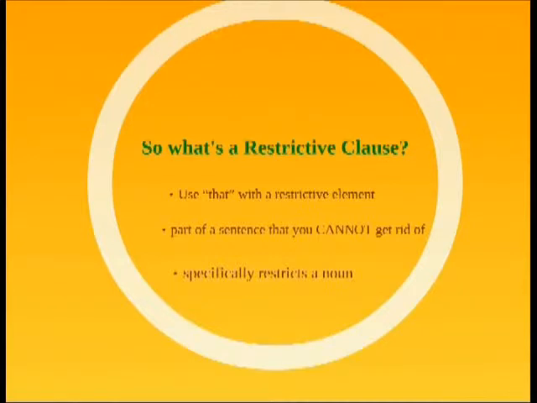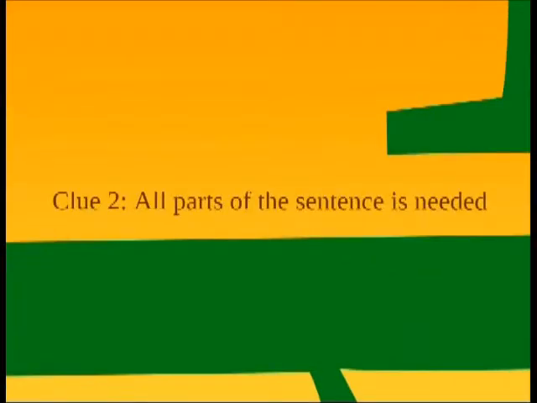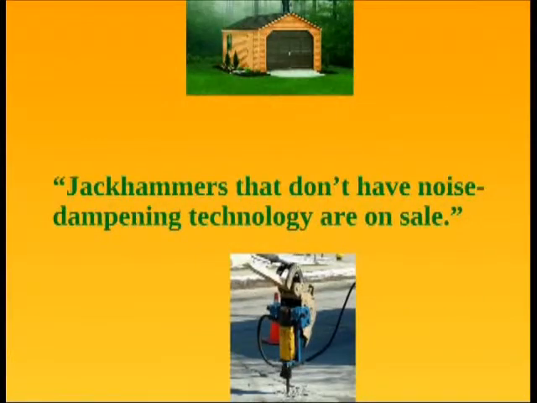Take this sentence for example. The garage that my uncle built is falling down. The listener immediately knows which garage I'm referring to, the one that my uncle built. Here is another example. Jackhammers that don't have noise dampening technology are on sale.